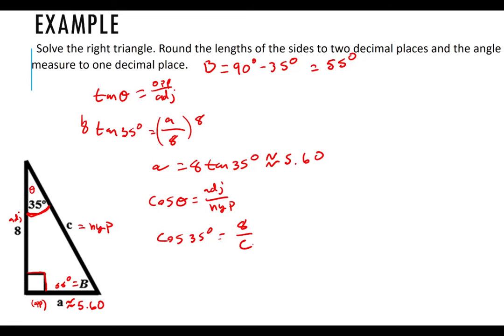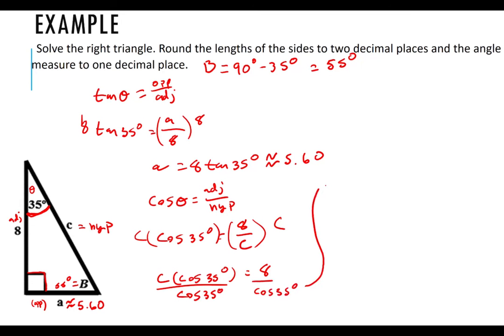Well then, what can we do? Well, I need to solve for C. So if I multiply both sides by C, then I get that C times cosine of 35 degrees is equal to 8. Well, then I can divide by that value, cosine of 35 degrees. I then get that C is equal to 8 divided by cosine of 35 degrees.